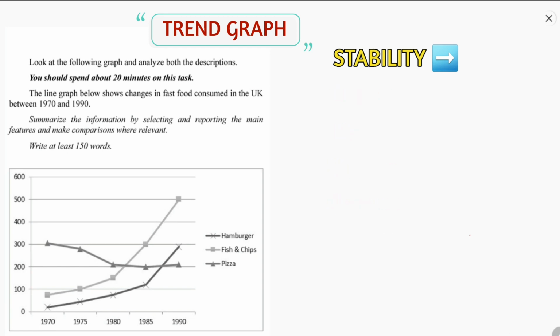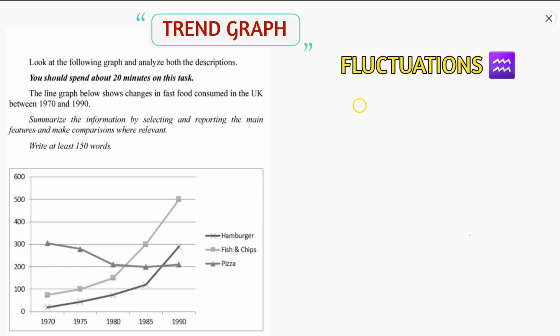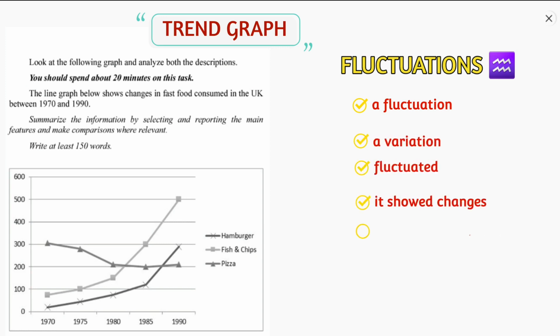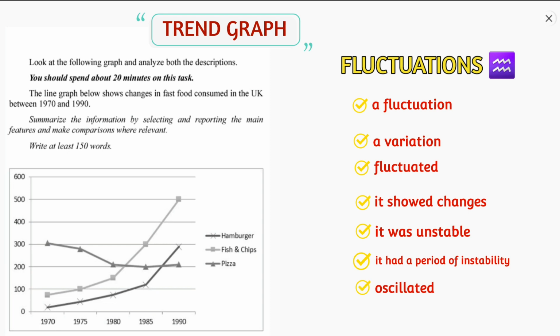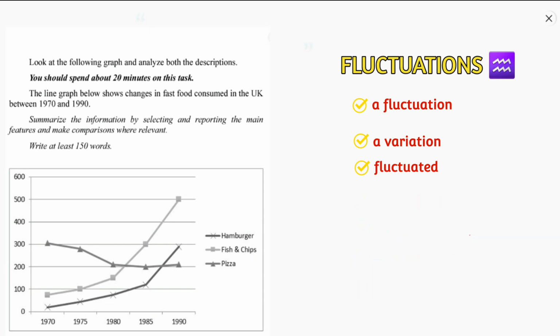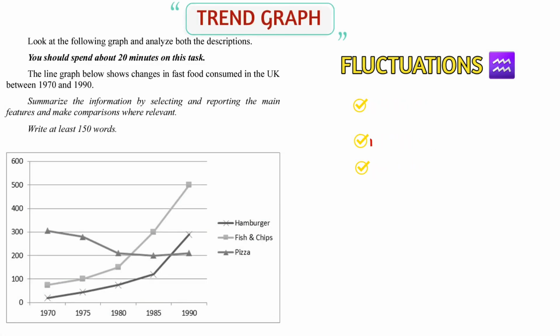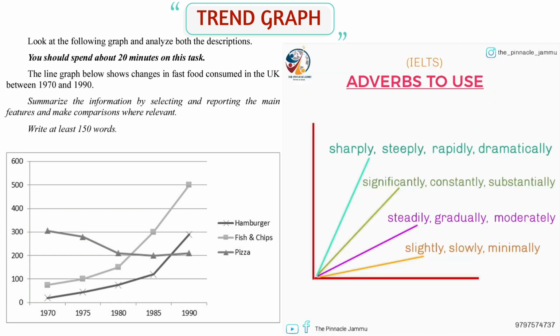For fluctuations, you can use a fluctuation, a variation, fluctuated. It showed changes. It was unstable. It had a period of instability. Oscillated. Right? Now let's have a look at the adverbs that you can use for a trend graph.